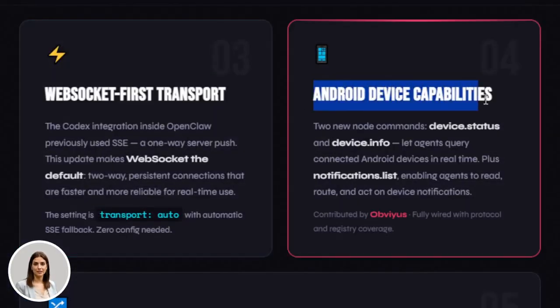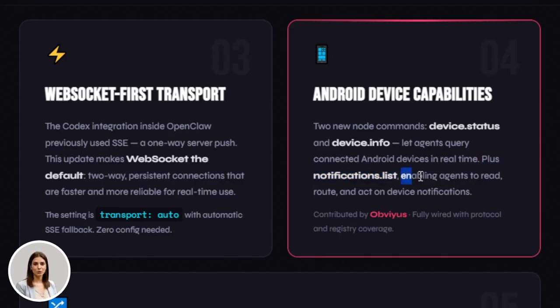Android improvements. This one matters if you're running OpenClaw alongside Android devices. 2 new node commands: device.status and device.info. These let your agents query the state of a connected Android device in real time. There's also a new notifications.list command.